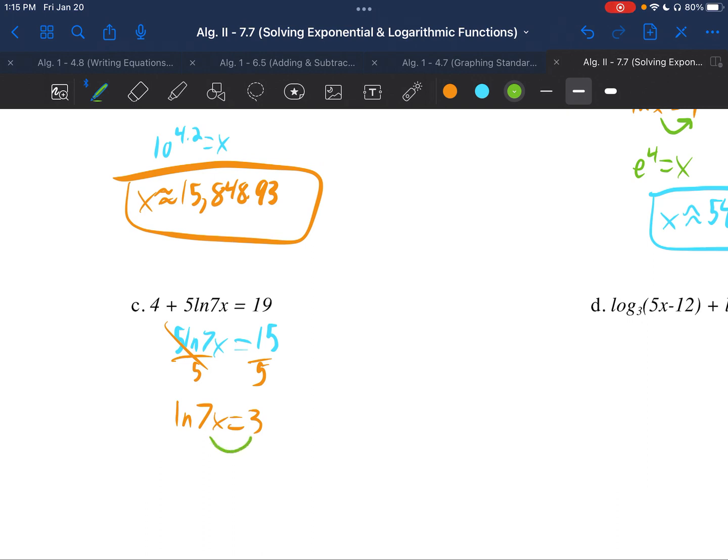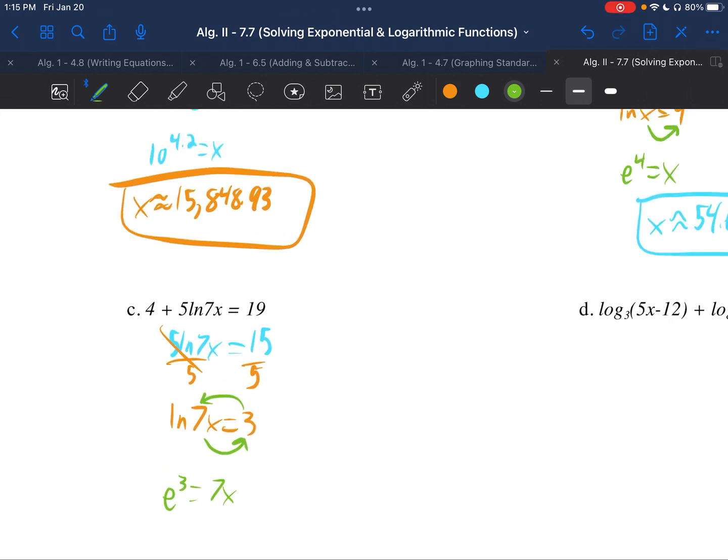Next, we want to do the spiral thing again here. So remember, there's a base of e when it's natural log, so e to the power of 3 is equal to 7 times x. So not only will we have to take e to the power of 3, we'll also have to divide by 7. So in your calculator, you can type all of that in at the same time. So e cubed divided by 7 gives you approximately 2.87 to the nearest hundredth.